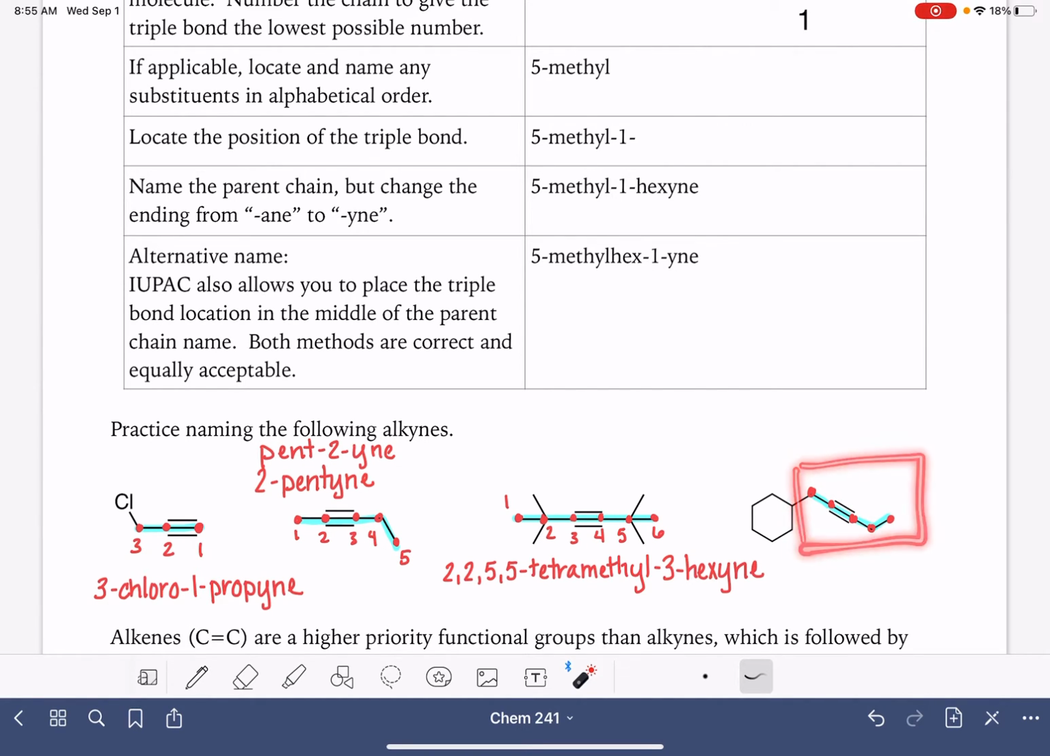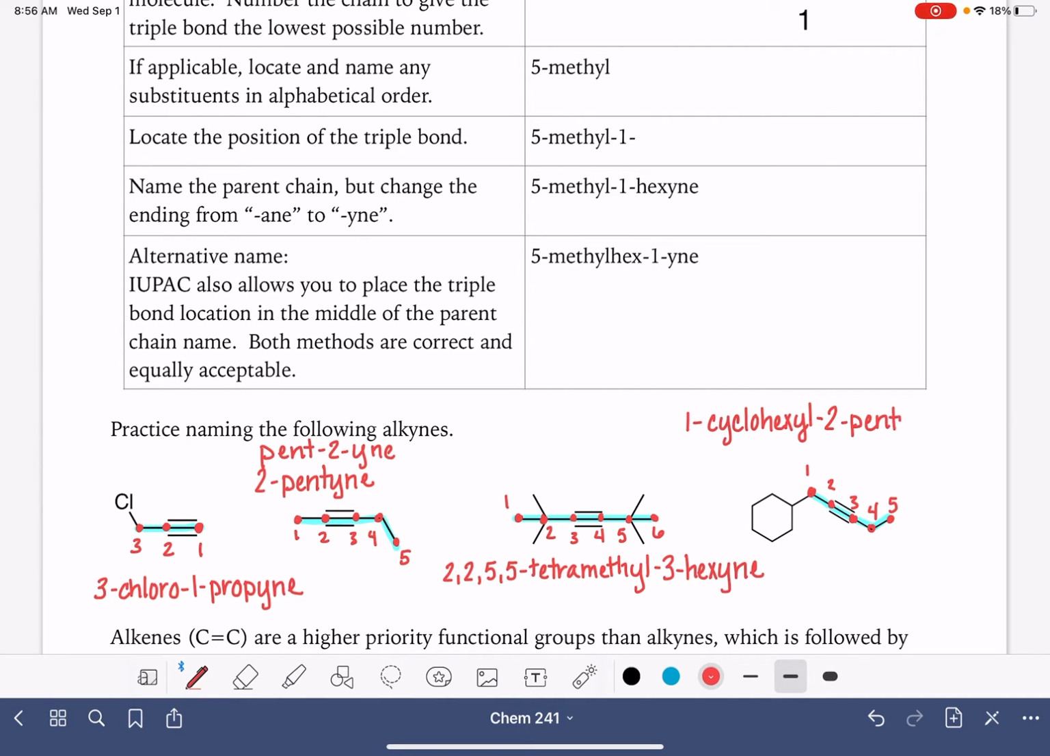So this is going to be our parent chain, and we want to number it to give that triple bond the smallest possible number. Our substituent is on carbon number 1, and our substituent is a cyclohexyl. Cyclohexane would be the independent molecule in itself, and as a substituent, we change the -ane ending to -yl. That lets us know it's a substituent. And then our triple bond is on carbon number 2, and this is a 5-carbon chain, which is a pentyne.